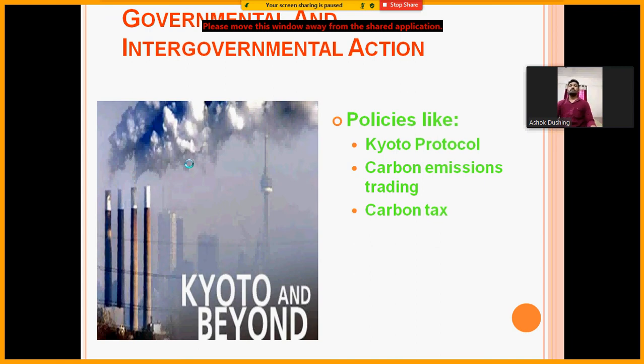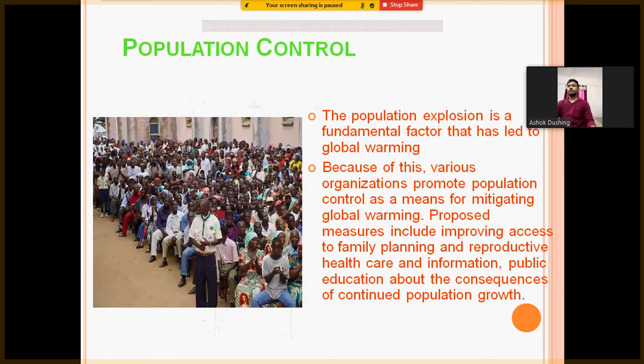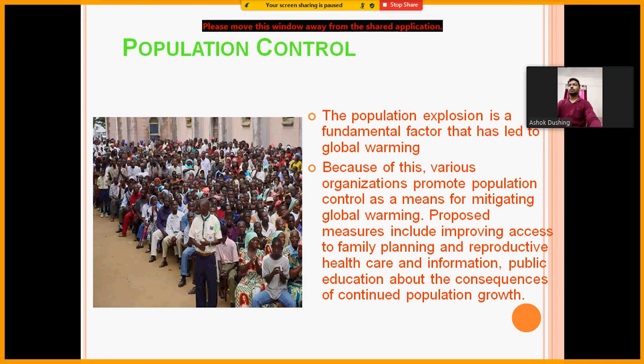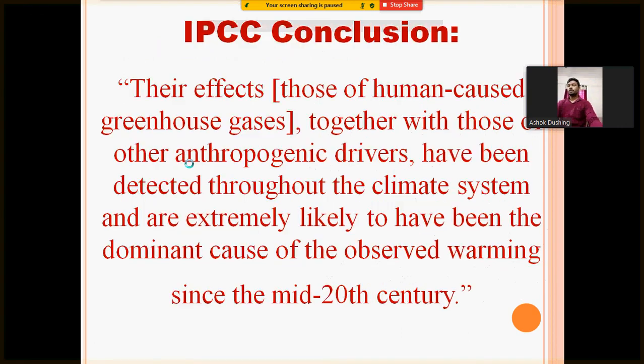Governmental and intergovernmental action: policies like the Kyoto Protocol, carbon emission trading, and carbon tax should be implemented strictly. Then population control is one of the mitigations. The population explosion is a fundamental factor that has led to global warming. Because of this, various organizations promote population control as a means for mitigating global warming. Proposed measures include improving access to family planning and reproductive health care and information, and public education about the consequences of continued population growth.